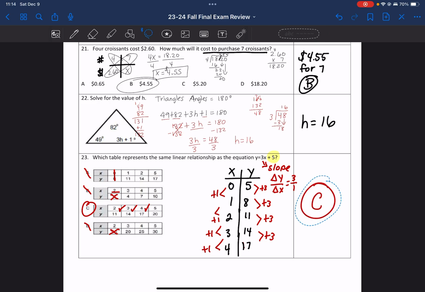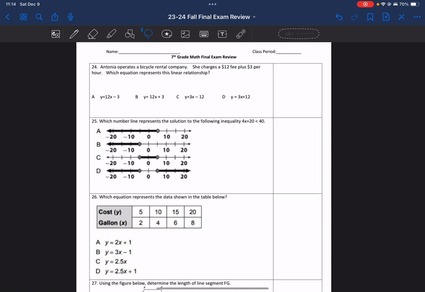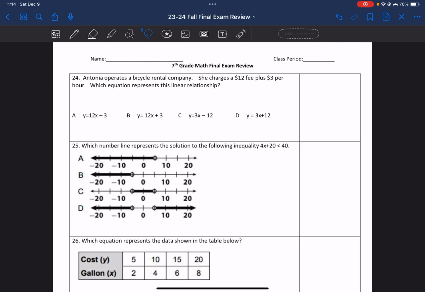Okay, let's go ahead and move on to the next page. Okay, so here Antonia operates a bicycle rental company. She charges a $12 fee plus $3 per hour. Okay, $12 fee. That's a one-time fee. That is your constant or your B. Okay, and then $3 per hour. That right there, because it says per hour, is going to be your coefficient or your M. Okay, so now let's put this into an equation.